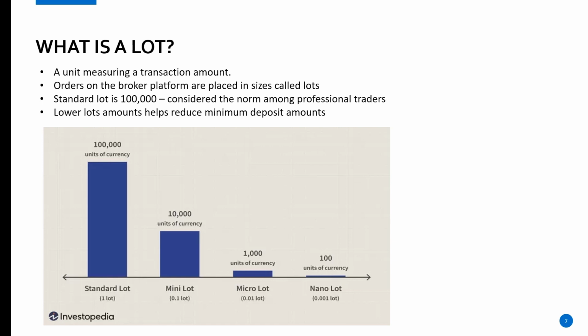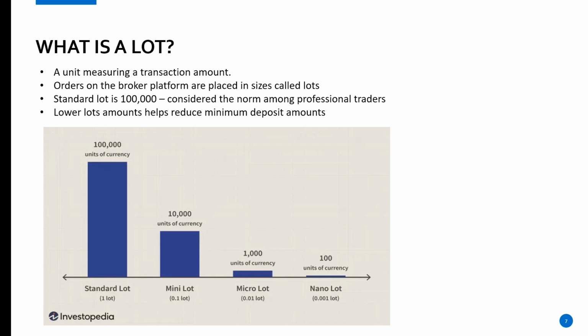The reason it's called a standard is because this is the amount that is considered the norm among professional traders. Now, if you don't have the capital to open a standard account, your broker will probably have options such as a mini lot and a micro lot. Mini lots are not so common. In most brokers, I see it's either a standard lot or a micro lot. So a standard lot is 100,000 units of currency. A mini lot will be 10,000 units, and a micro lot is 1,000 units of currency.